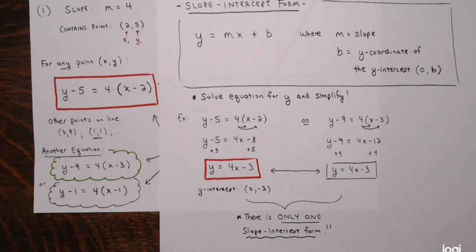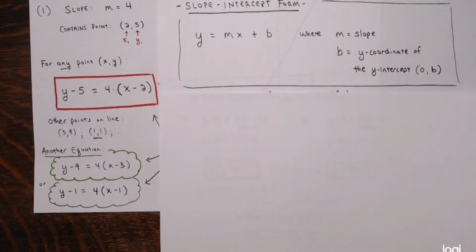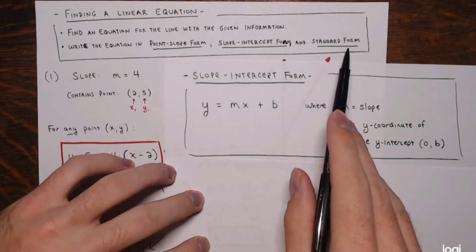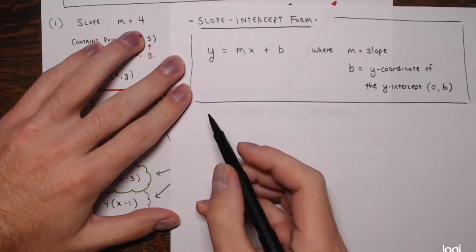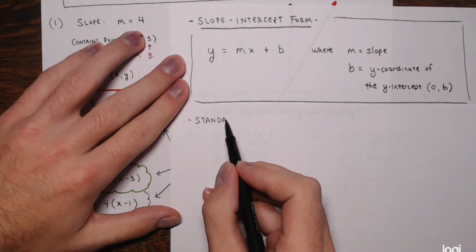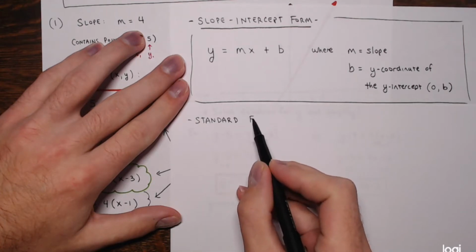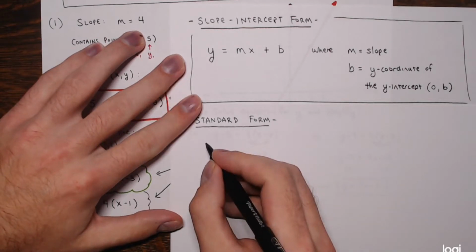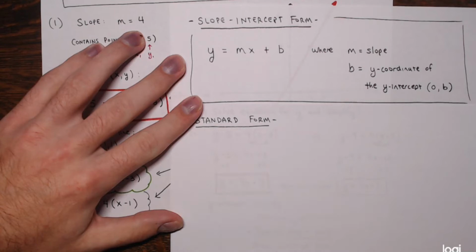All right, and then finally, for this first example, and again, this should be pretty simple, they talk about standard form. There's point-slope form, slope-intercept form, standard form. So the standard form for a linear equation in two variables is, basically, take all the variable terms to one side and all the constant terms to the other.